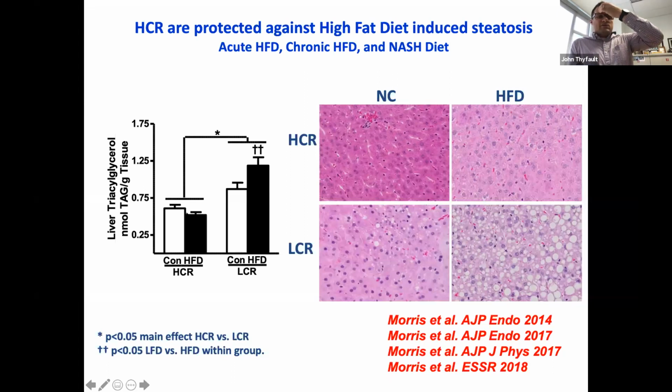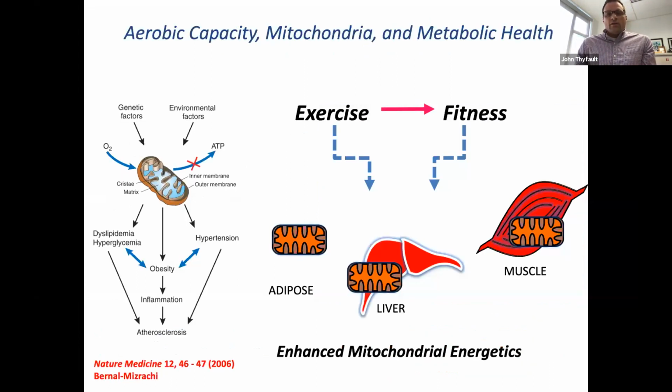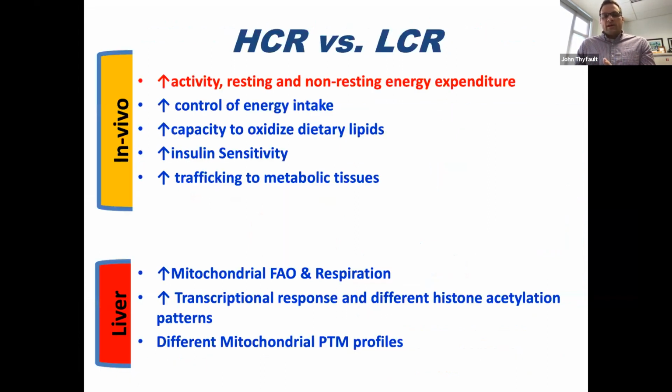So for the first few years of funding for this project, we really tried to phenotype how the HCRs are protected from steatosis. And one of the things we really thought a lot about is mitochondrial energetics in various tissues. And either our lab or other labs have clearly shown that the HCR rat have higher mitochondrial function in adipose, in liver, and in muscle. And the reason why we have higher mitochondrial function in liver is to support endurance exercise. I'm going to get to that in a second.